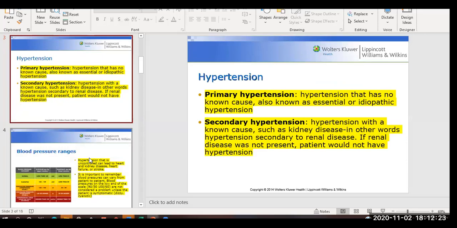Got two kinds of high blood pressure, primary and secondary. Primary means your blood pressure is high and I don't know why. Idiopathic. Some people just have high blood pressure. African Americans genetically are prone to hypertension. Okay, it's part of the genetics. Then you have secondary. Secondary hypertension means that something else is making the blood pressure high. Like you can have hypertension secondary to renal disease. If the renal disease wasn't there, like if your kidneys weren't screwed up, you wouldn't have the bad blood pressure, right? So primary or secondary, okay?